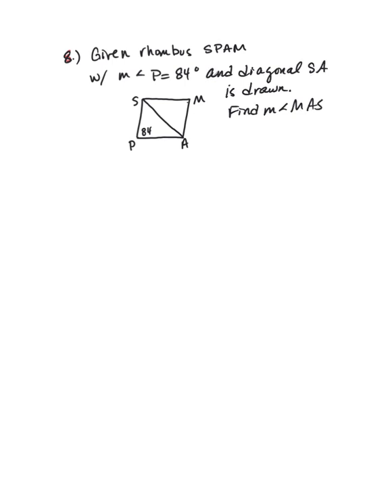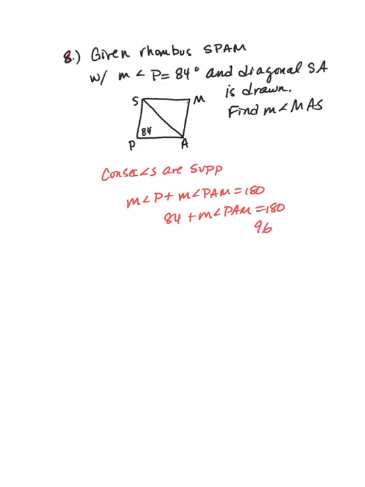So you have to know your properties of angles of a rhombus. Well, number one, a rhombus is a parallelogram, so consecutive angles are supplementary. So that means the measure of angle P plus the measure of angle PAM is 180. So 84 plus the measure of angle PAM is 180. 180 minus 84 is 96. The measure of angle PAM is 96 degrees.